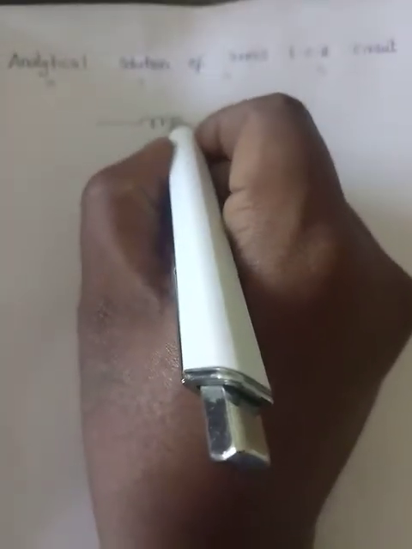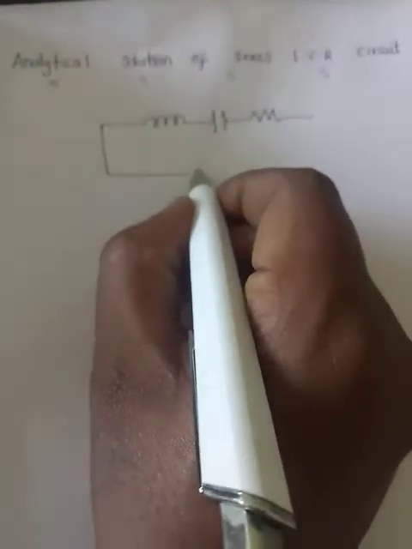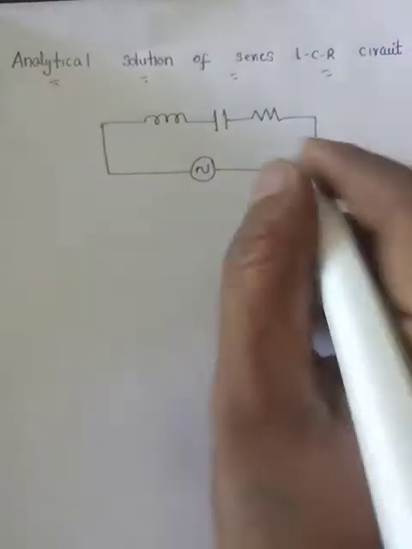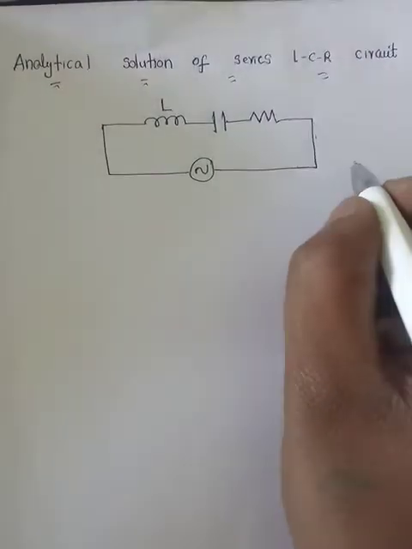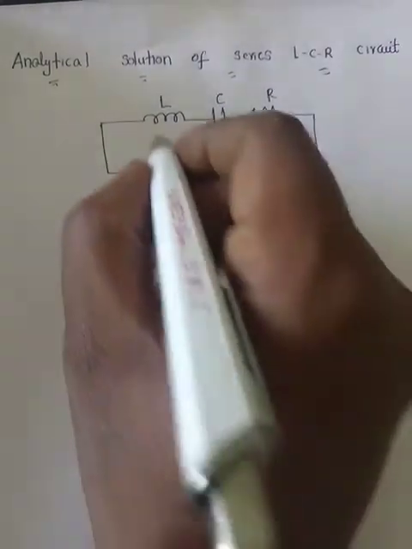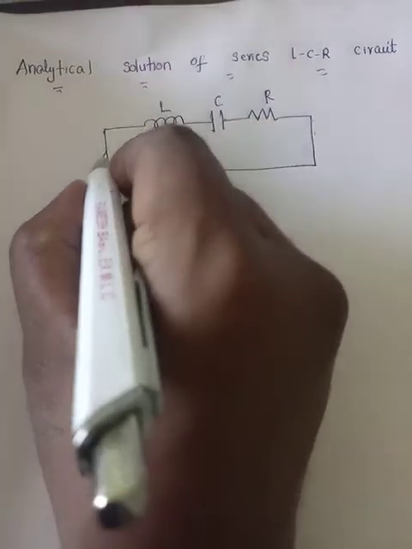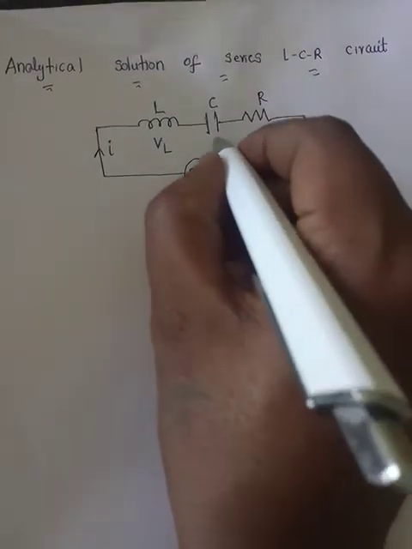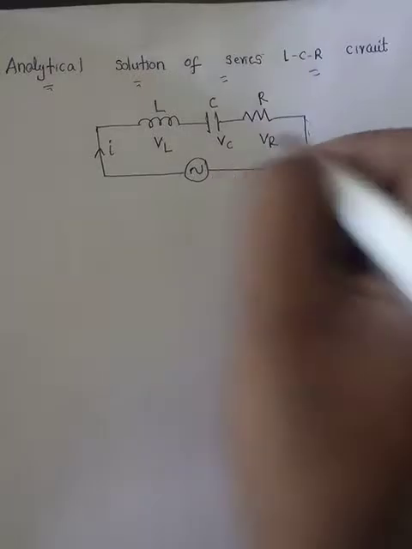From the exam point of view, you need not learn this, but to understand the concept, we are taking this analytical solution. We consider a series LCR circuit connected to an alternating voltage. The inductance is L, capacitance is C, resistance is R. As we know, in a series combination, potential varies whereas current remains the same. So VC and this is VR.